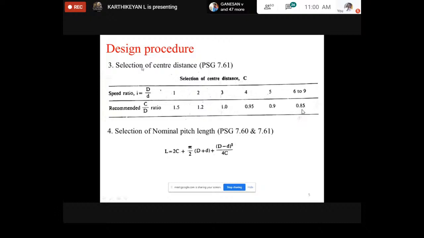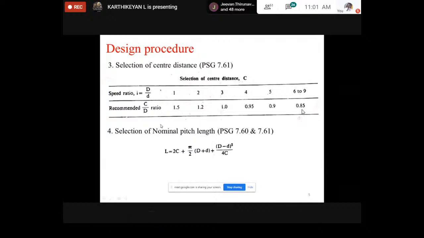This is the major criteria while doing design calculations, especially for belt drive. This data is available in the PSD data book, page number 7.61. Here we can select the recommended C by D ratio depending upon the speed ratio, i value, speed ratio or velocity ratio. So we can choose this from the standard templates. This is given in PSD data book.